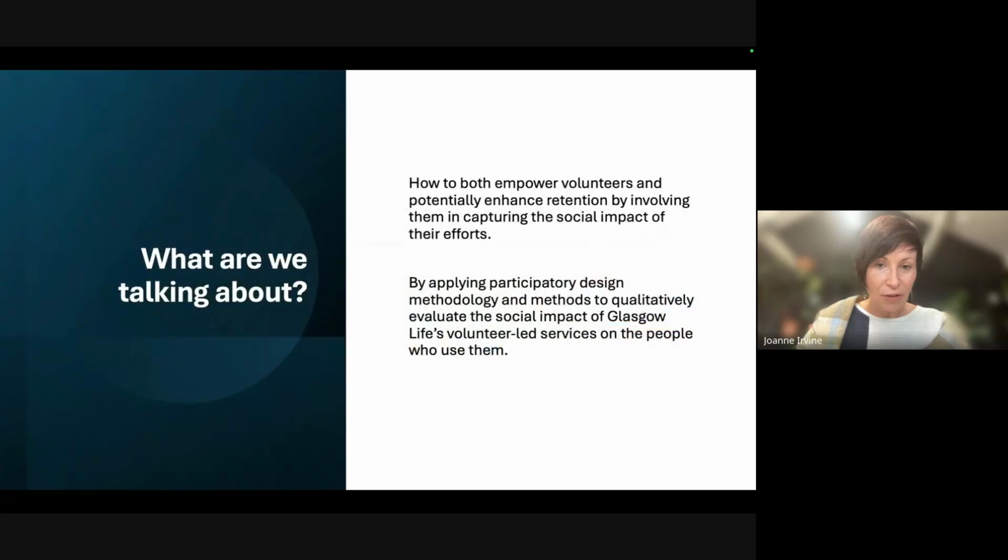And really what Chris had asked me to talk about was how we might both, at the same time, empower volunteers and potentially enhance retention by involving them in capturing the social impact of their efforts. I did some work on this within Glasgow Life, and now I'm doing some more of that for Volunteer Glasgow, by applying a participatory design methodology to qualitatively evaluate the social impact of Glasgow Life's volunteer-led services, specifically on the people who actually use them.